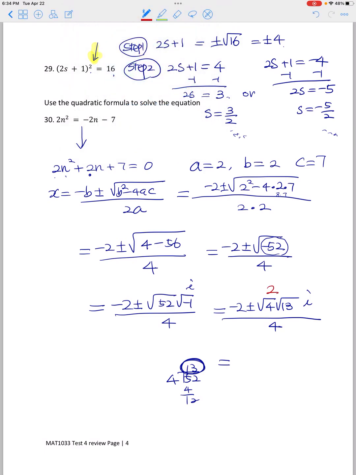4 is a 2. So I'm just going to change everything to negative 2 plus minus 2 radical 13 i over 4. But I can simplify a little further than this because I have a 2 multiplied over the 2. So I divide by 2, I divide by 2. You literally divide by 2 for everything. Divide by 2, and that's the final answer.